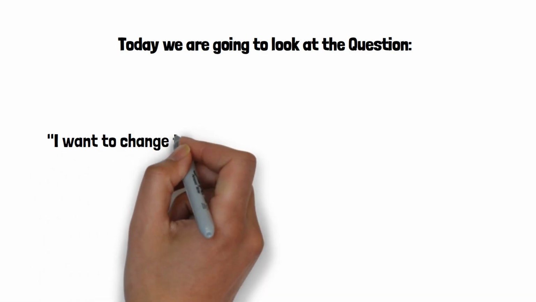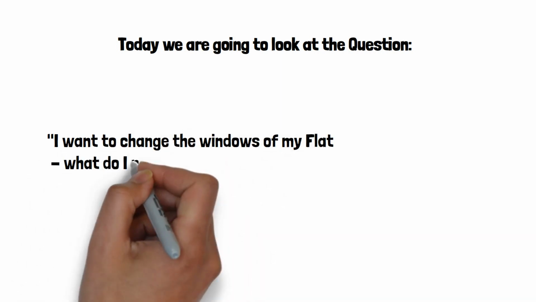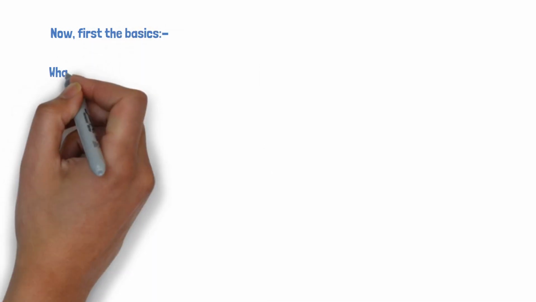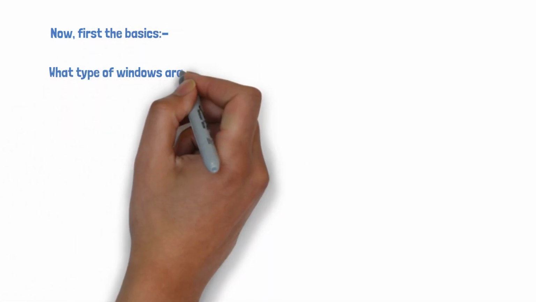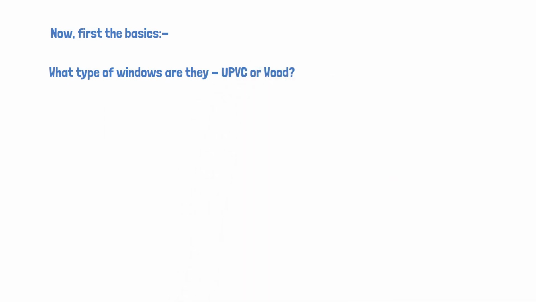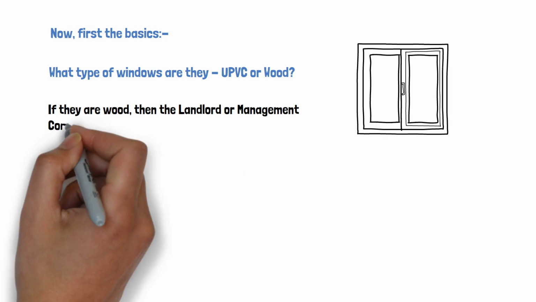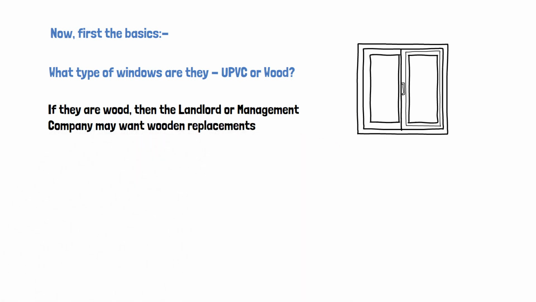I want to change the windows of my flat. What do I need to do? Now, first the basics. What type of windows are they? UPVC or wood? If they are wood, then the landlord or management company may want wooden replacements.